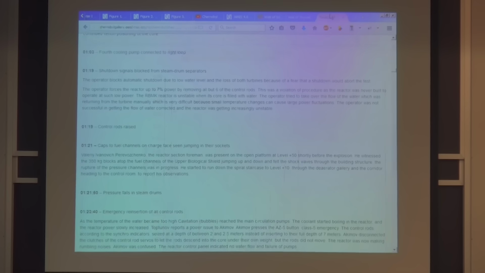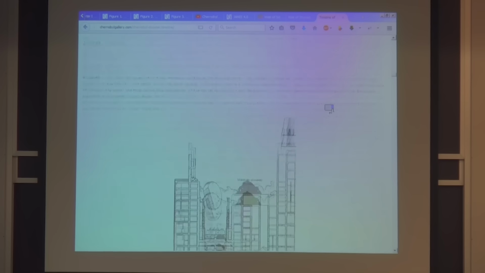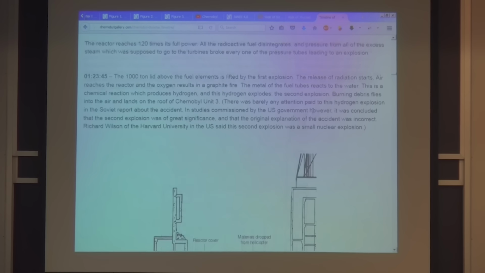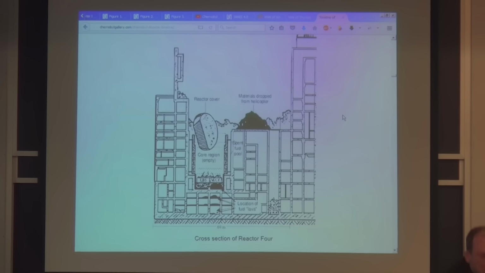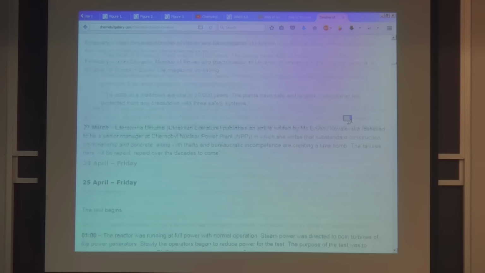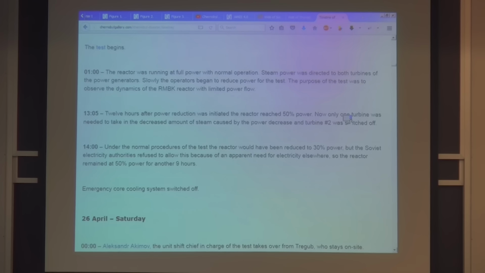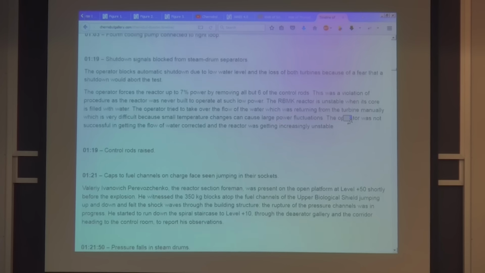It should be further down, yeah. To give you a little sense of scale, the reactor cover, which weighed about 1,000 tons, launched into the air and landed above the reactor, sending most of the reactor components up to 1 kilometer up in the air. 4 seconds later, that was followed by a hydrogen explosion. Let me get back down to that chronology.